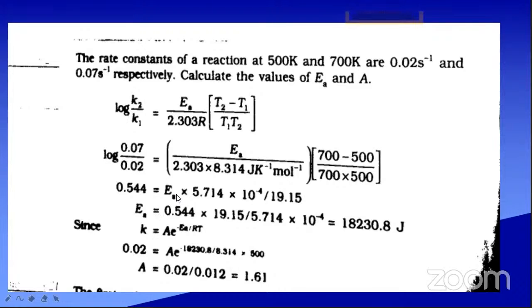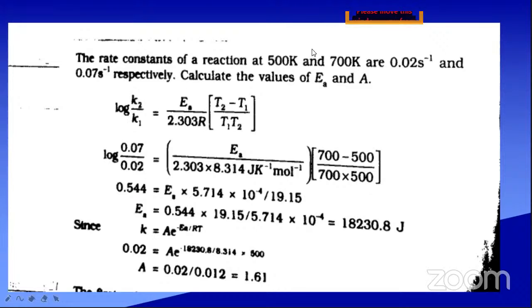Here 0.54 equal to Ea into 5.7 into 10 power minus 4 divided by 19.5, 19.5 because of 2.3 into 8.3. By simplifying all this, what will we get? Ea equal to 18,230 joules. This much of energy is required.